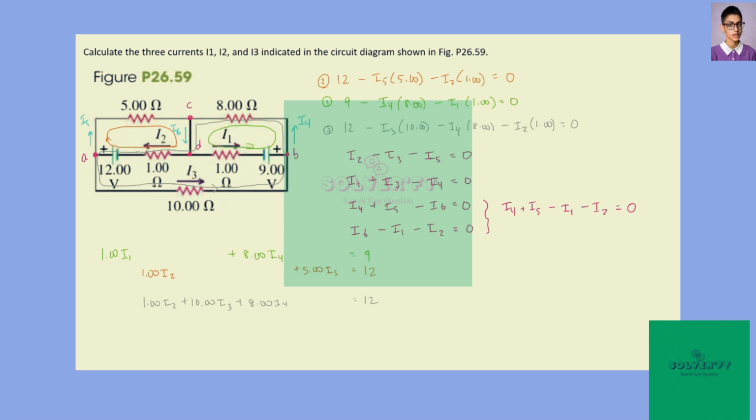And then next, it doesn't matter which equations we choose. I'm just going to keep going right down the list. I'm going to take this one next: I2 minus I3 minus I5 equals 0. And then I'm going to have I1 plus I3 minus I4 equals 0.